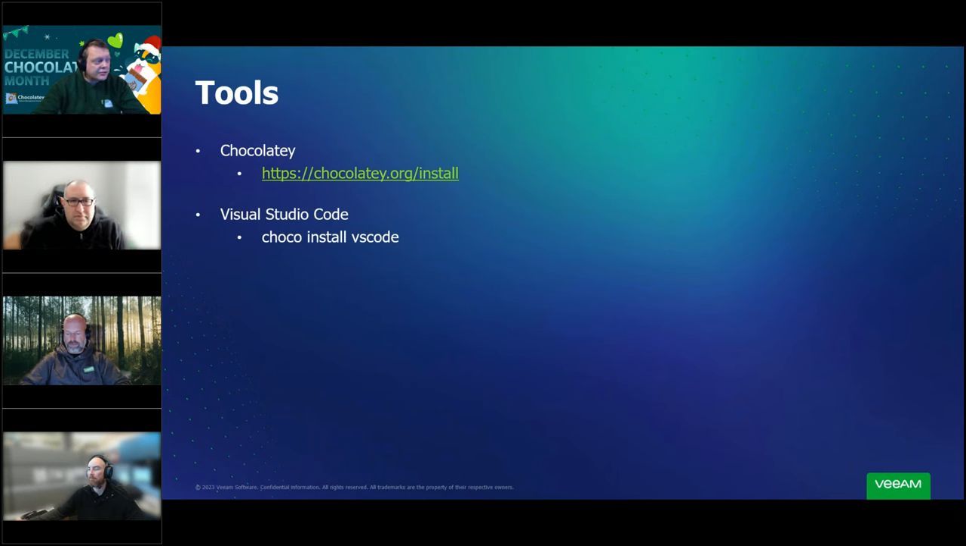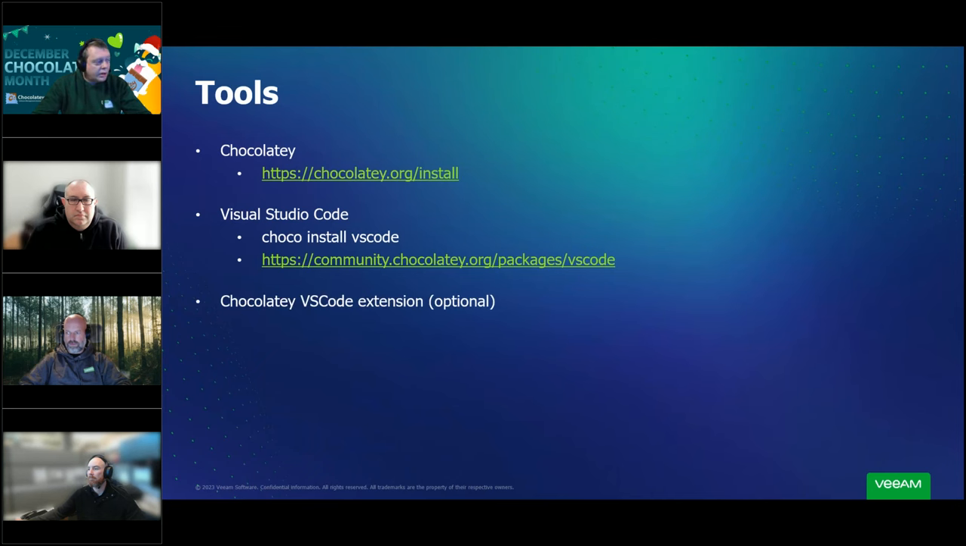Once we have installed Chocolatey, it's just an easy install with choco install vscode. And this is a link to the package itself. Then we are going to install the Chocolatey VS Code extension, which is optional, but it gives you some information and some handy tools that you can use during your VS Code experience. choco install chocolatey-vscode.